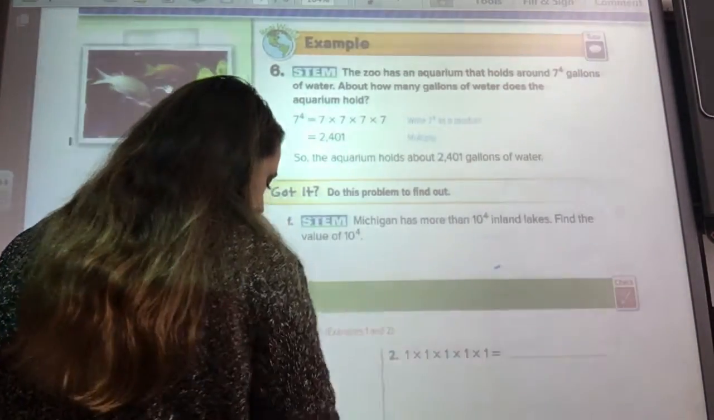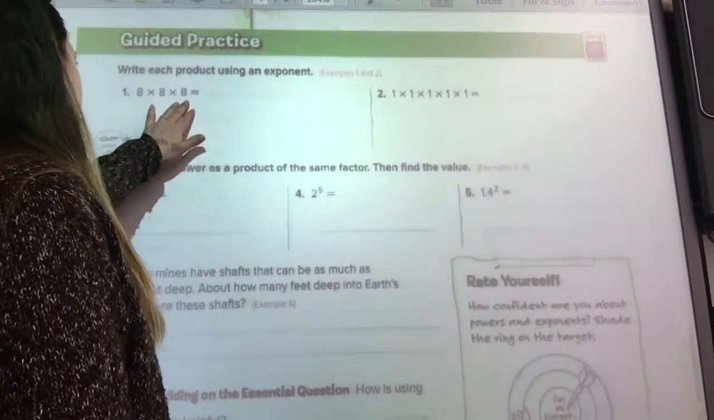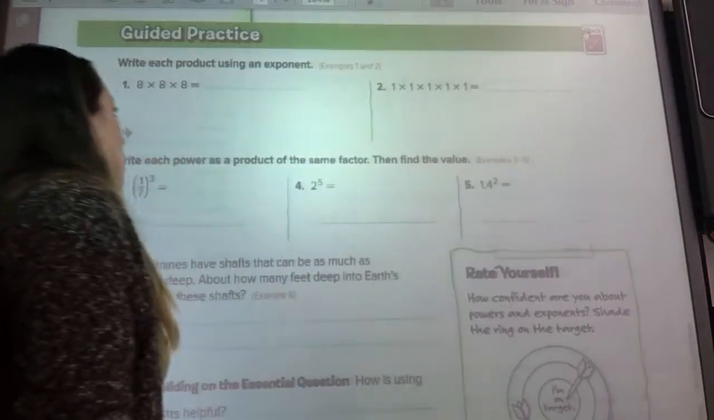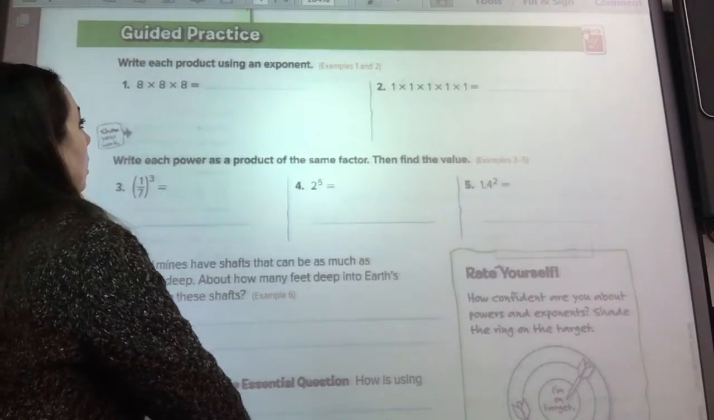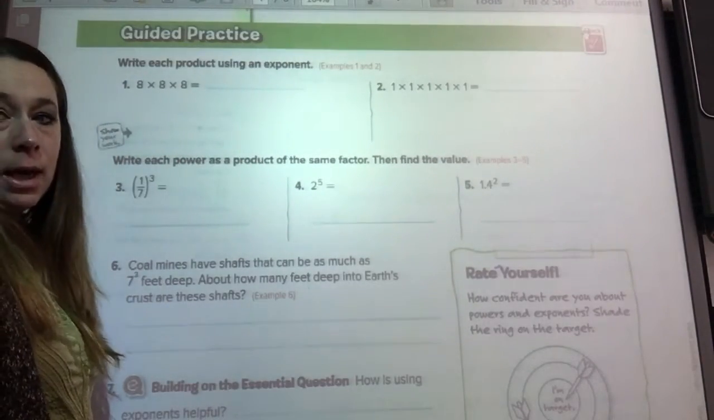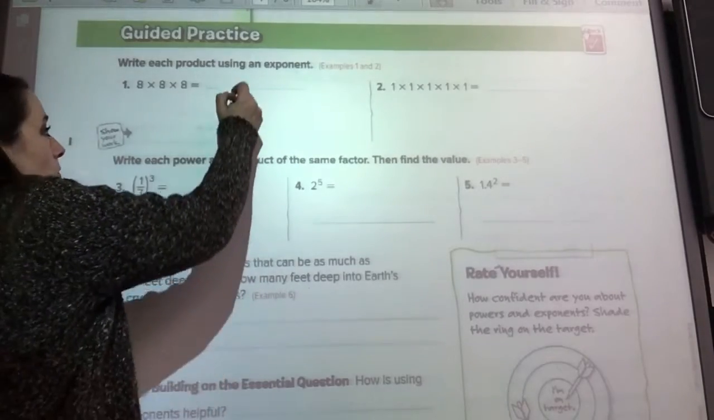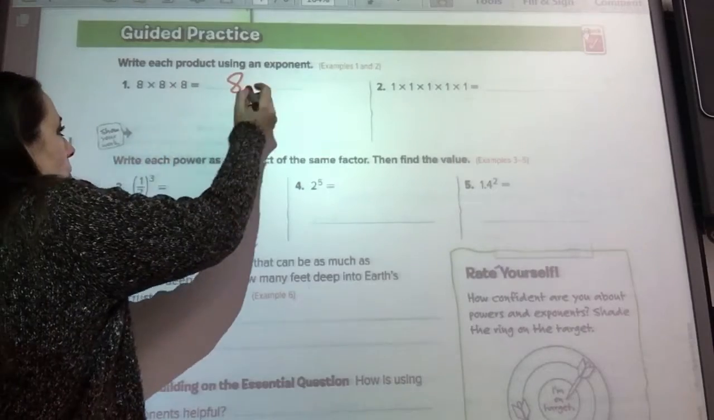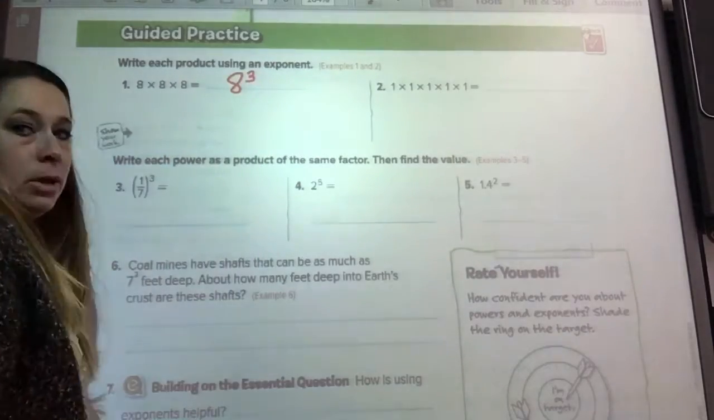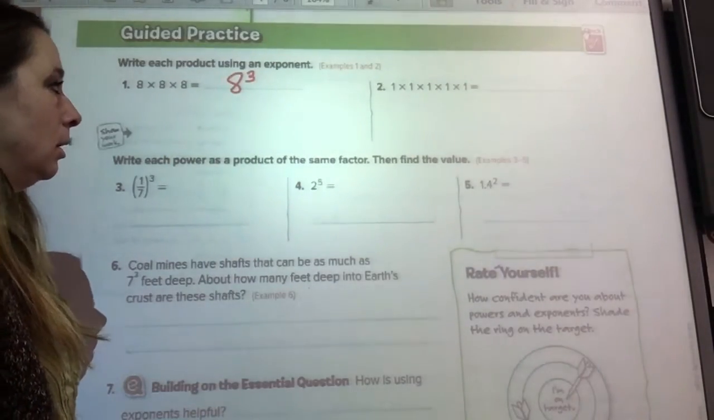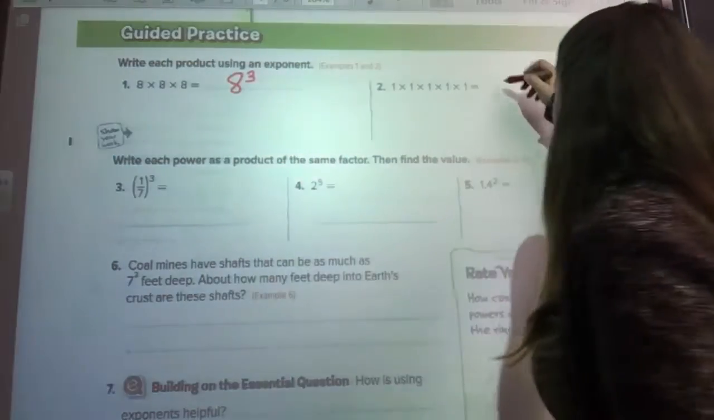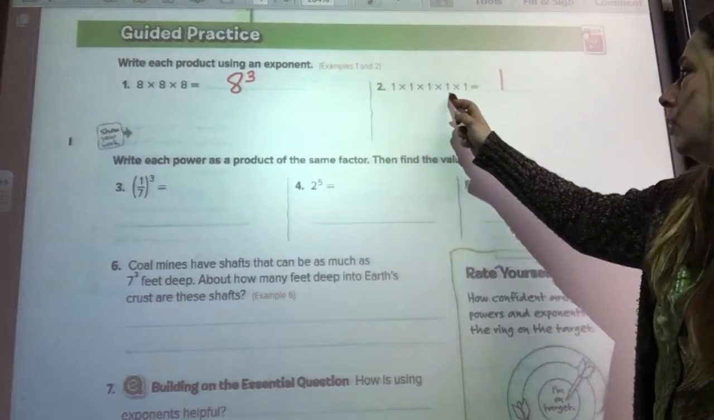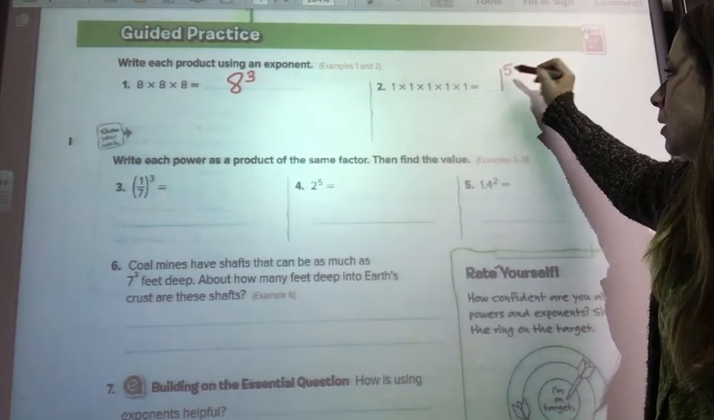Guided practice. Alright, first, we're going to write each product using an exponent. 8 times 8 times 8, how would we write it? Your base is going to be 8. What power is it to? Just count how many you have. 1, 2, 3. 8 to the 3rd would be your answer. Those are the easy ones. Over here we have 1 as your base because it's repeated over and over again. How many times? 1, 2, 3, 4, 5. 1 to the 5th power.